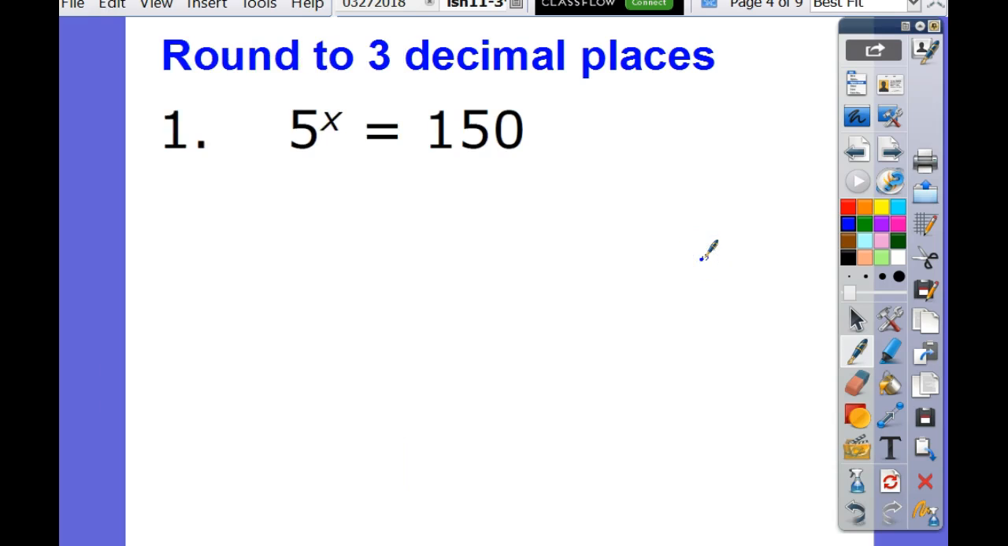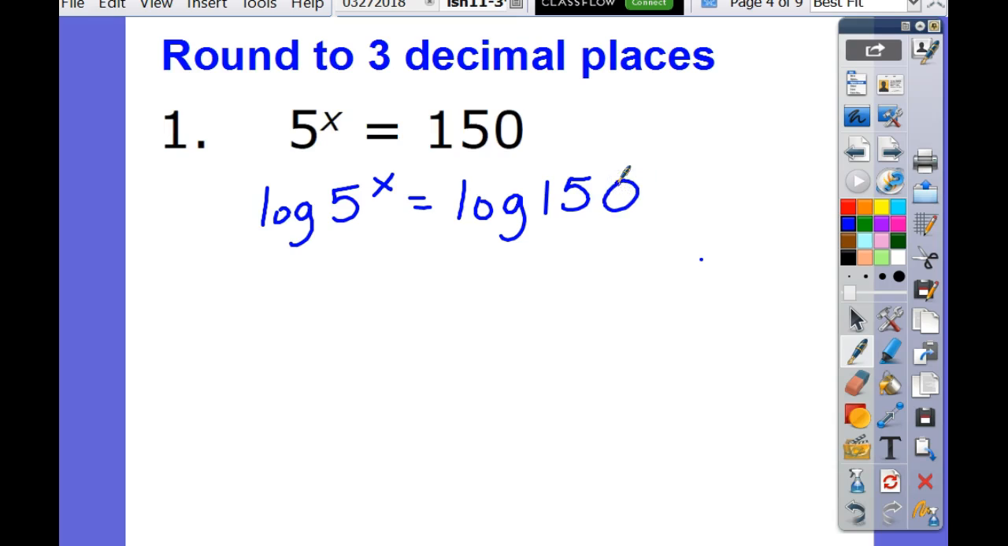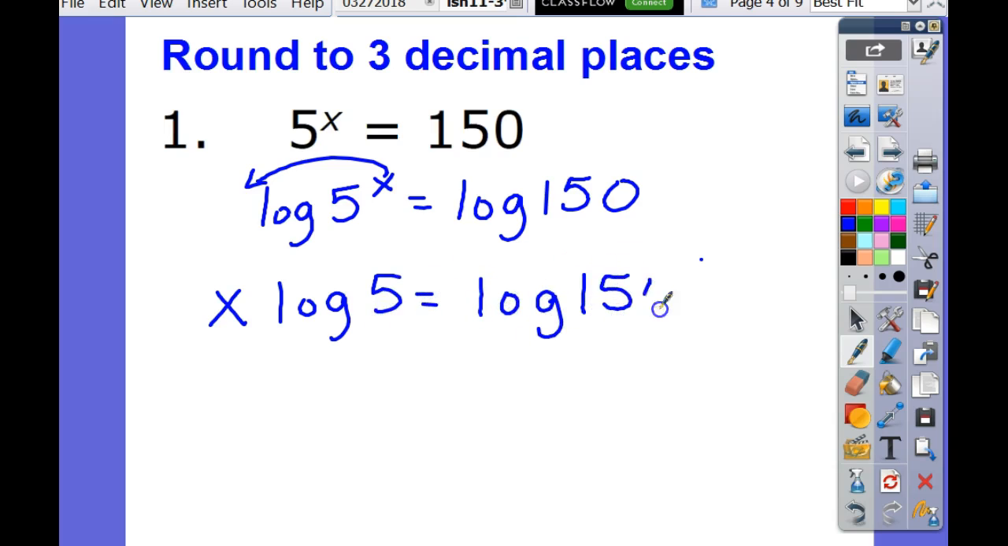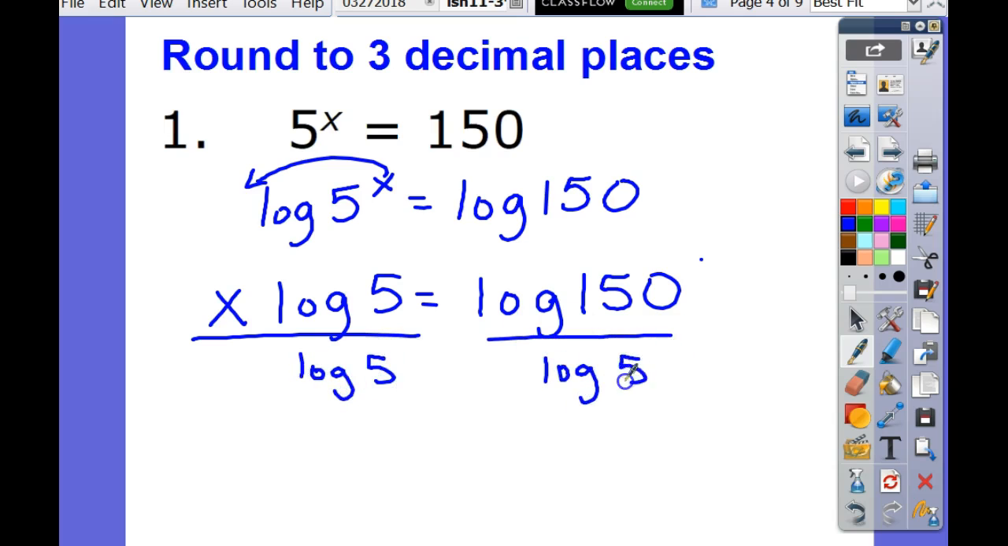Okay, we got our calculator set. To solve this, we take the log of both sides. The reason we take the log of both sides is to use the power rule. The power rule brings the x out in front. The power rule gets the x out of the exponent position. To solve it, all you have to do is divide by log of 5 and put it in your calculator.